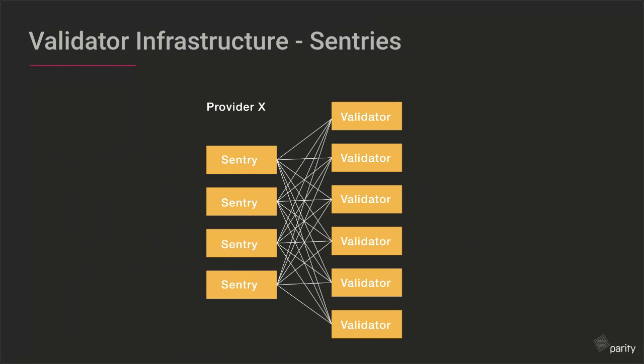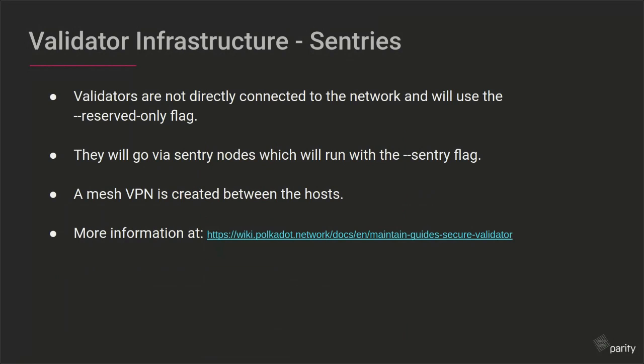In this case, it's basically a VPN mesh. And the validators will use the reserved only flag. So basically it will only connect to libp2p multi addresses that it knows. In this case, it would be an internal VPN IP, and then the node's libp2p key. And again, you can make this deterministic by using the node key flag, and then that will produce your public key for use on the network.